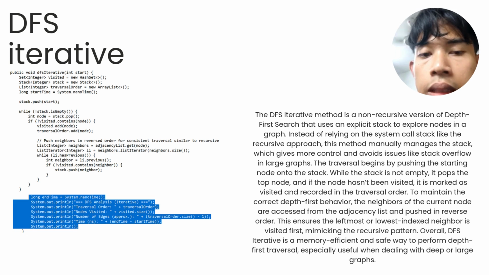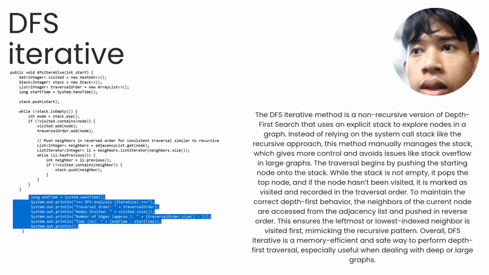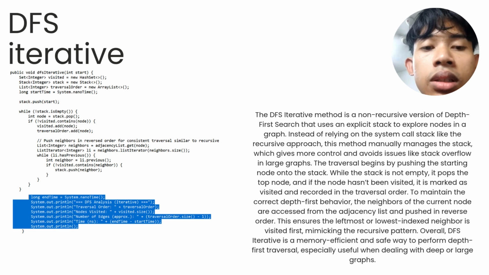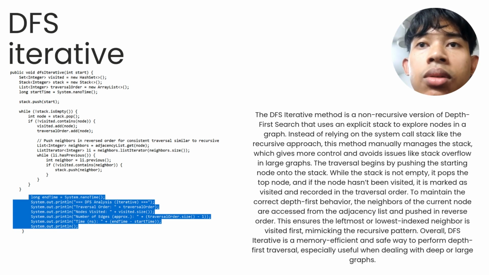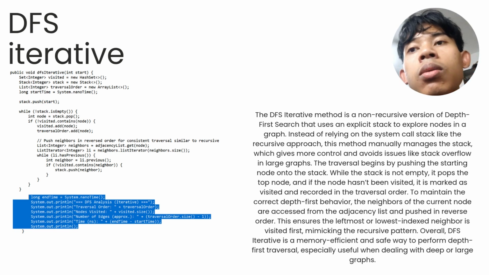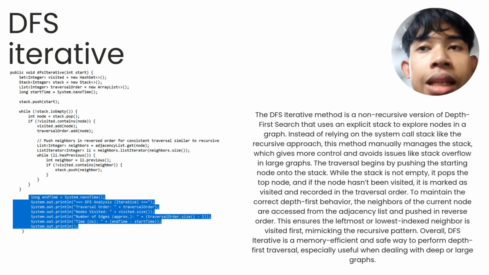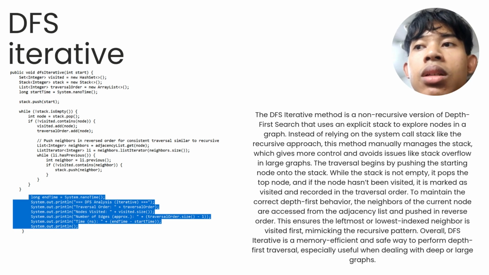For the start time, I'm using System nanoTime to measure the performance. To simulate the behavior of the recursive DFS and ensure a consistent visiting order, the algorithm retrieves the current node's neighbors and pushes them into the stack in reverse order using the list iterator. This ensures the leftmost or smallest index neighbor is visited first, mimicking the recursive approach.